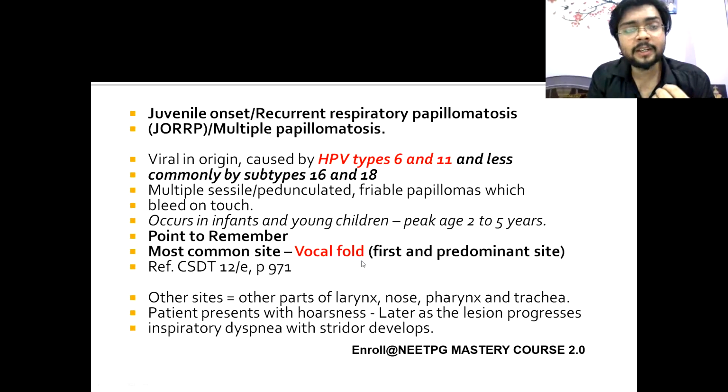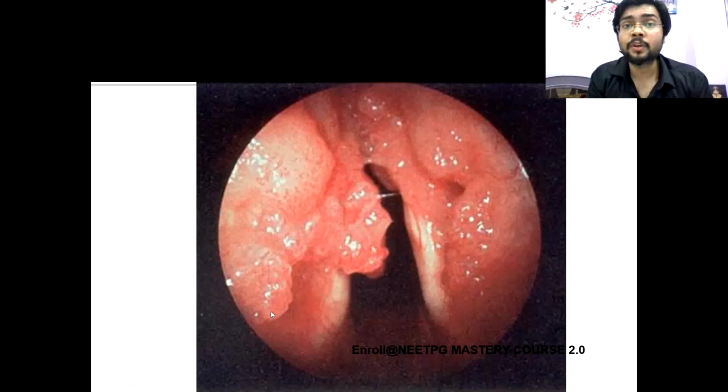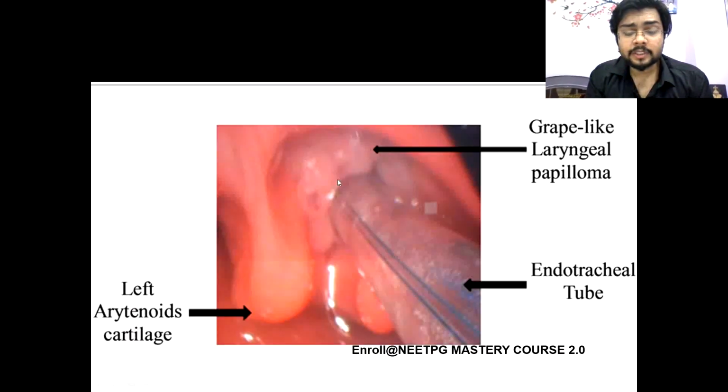The most common site is the vocal fold. They can also be found in other parts like the nose, pharynx, and trachea, and the presentation will of course be hoarseness. As these are present on the vocal cord, it will cause hoarseness and later may progress to inspiratory dyspnea, and stridor may develop. Interferon alpha, like cidofovir, is also one of the treatments, and recurrence is common as we already talked. This also shows you a picture of recurrent respiratory papillomatosis in a child who is intubated. If intubation is possible, we intubate, otherwise we do the tracheostomy to save the life of the patient.